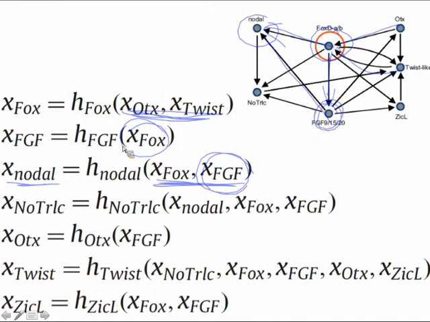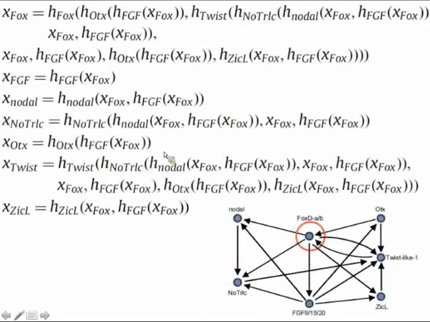And so we can replace this thing here, which is a function of FOX and FGF, to be instead a function of FOX, because FGF is a function of FOX. And so we can replace this and make it just a function of FOX. And so for all of these, our only variable is FOX. We can see in terms of our equations that everything can be written in terms of FOX, and we can use this graph to do that. So questions about that?